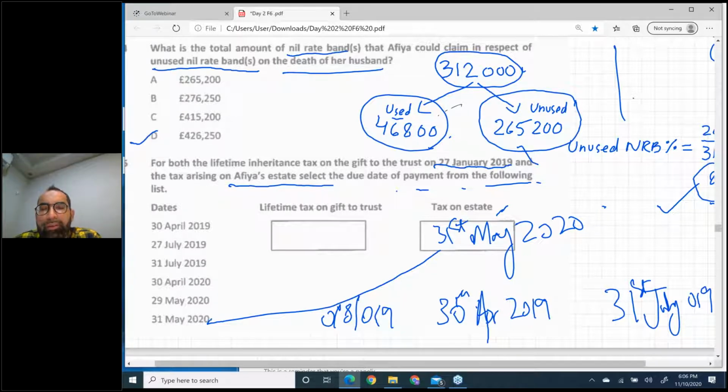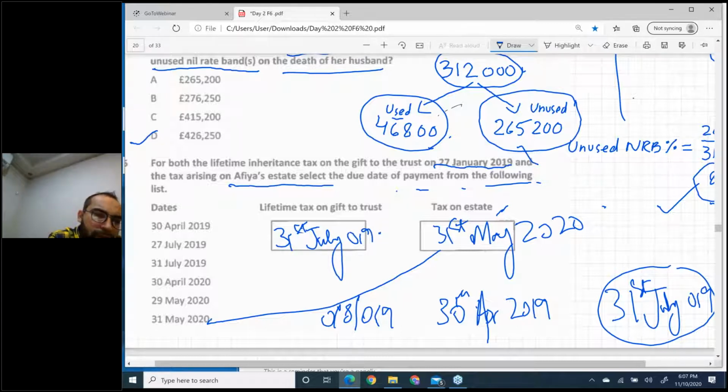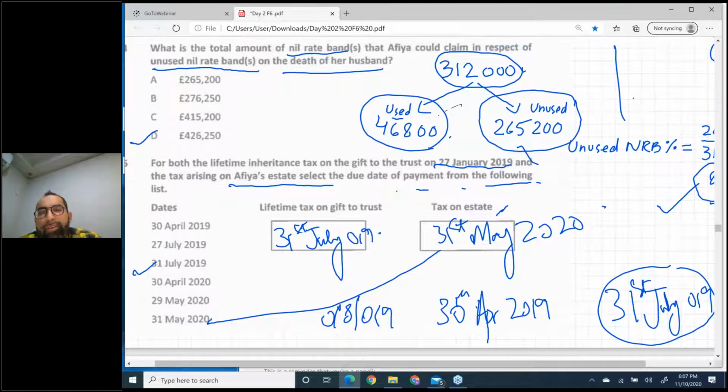My dear student, these are the two dates we have calculated: 30th April 2019 and 31st July 2019. Now you tell me which date is later. This is later, so this will be your due date for lifetime IHT. That's it.